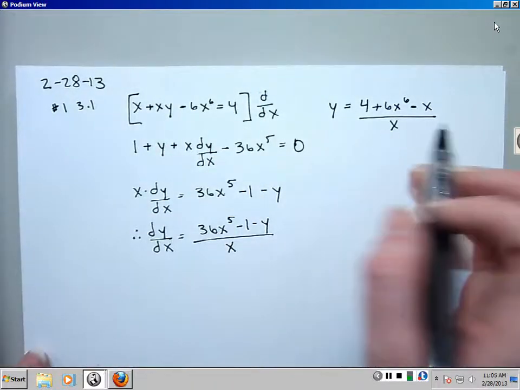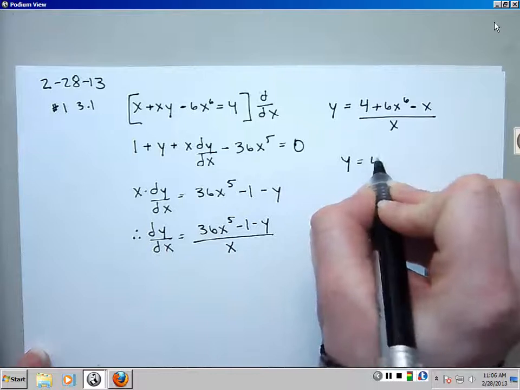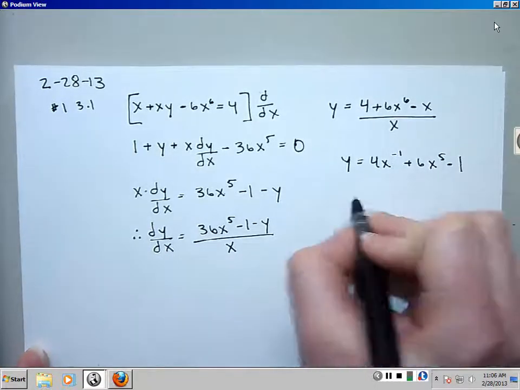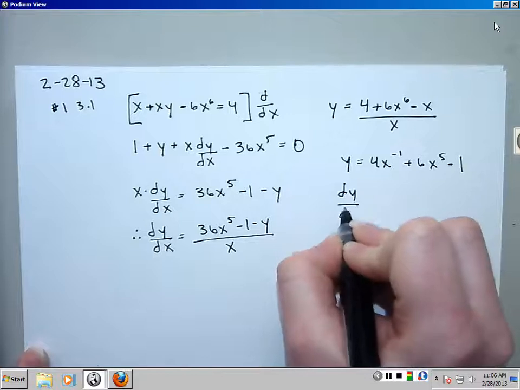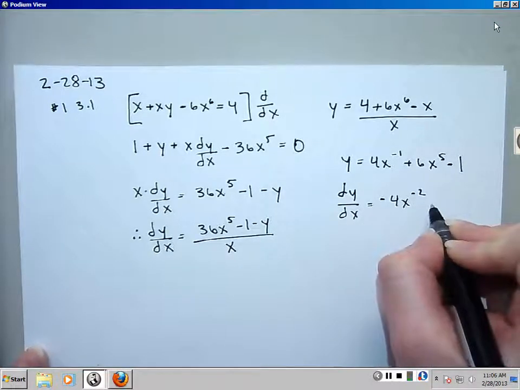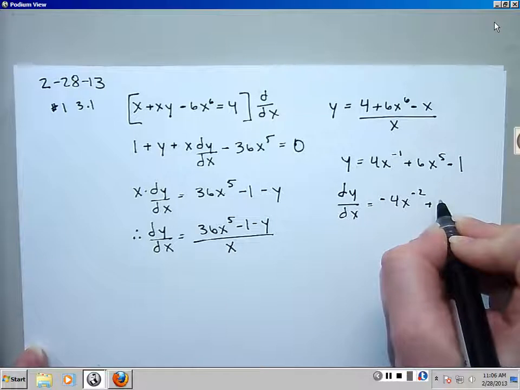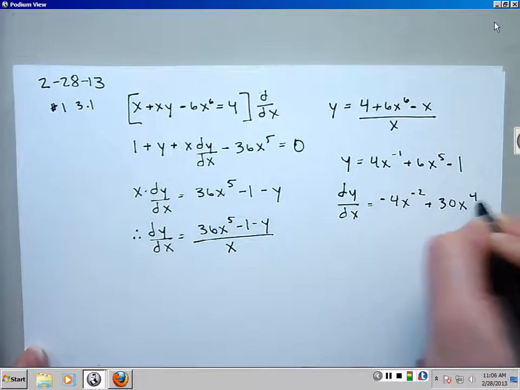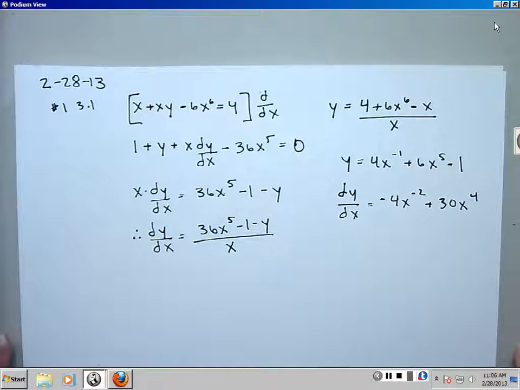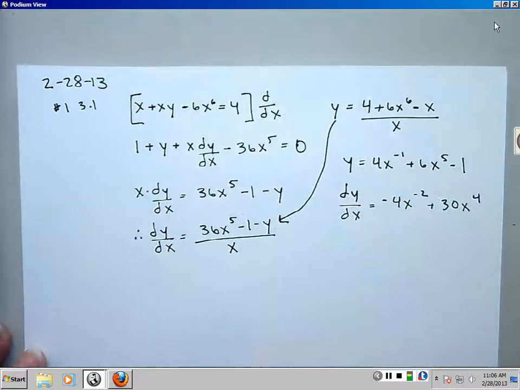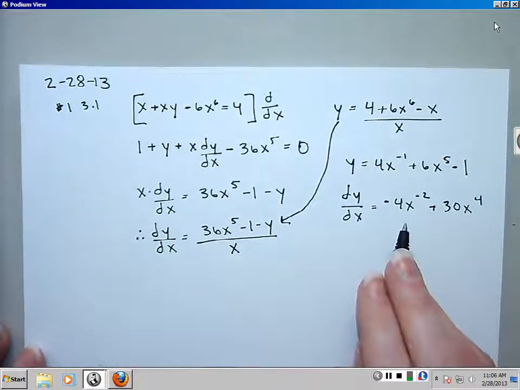Right? So I could rewrite y as 4x to the minus 1 plus 6x to the 5th minus 1. Now dy/dx would equal minus 4x to the minus 2 plus 30x to the 4th. So I want to show if I plug in y to this expression, that this expression should equal this expression.